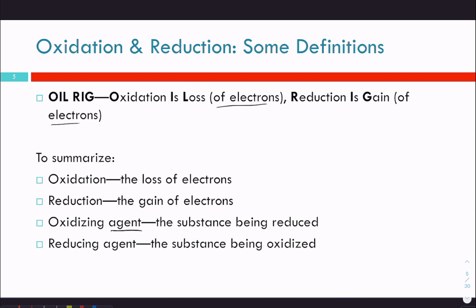But the oxidizing agent is the substance being reduced, whereas the reducing agent is the substance being oxidized. Oxidizing agent and reducing agent are terms that we'll use conceptually. You can really just think of everything as, is it being oxidized? Is it being reduced? If you can identify that, then you can flip it, and the thing that's being oxidized is the reducing agent, and the thing that's being reduced is the oxidizing agent. So identify these first, and then you can figure out what its agent name would be.